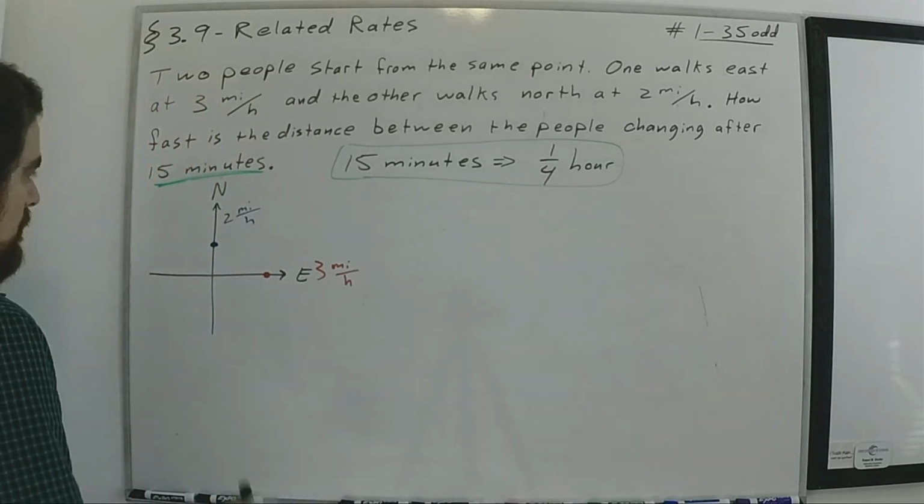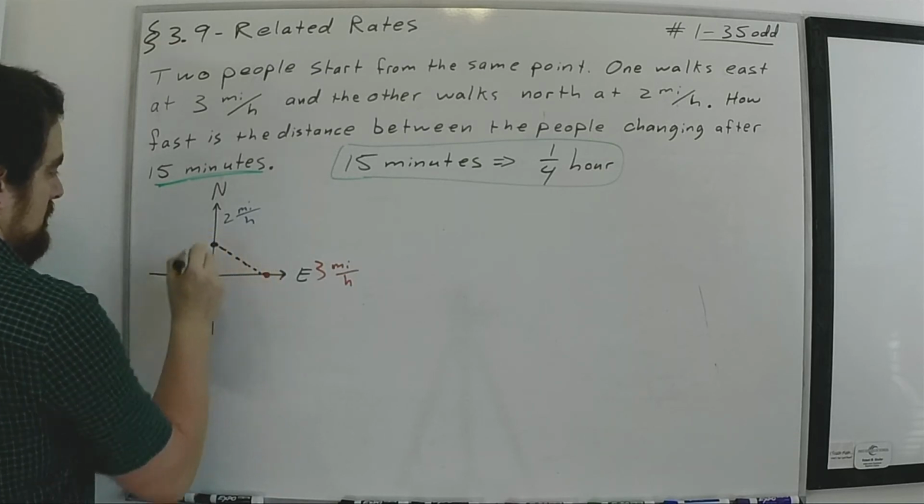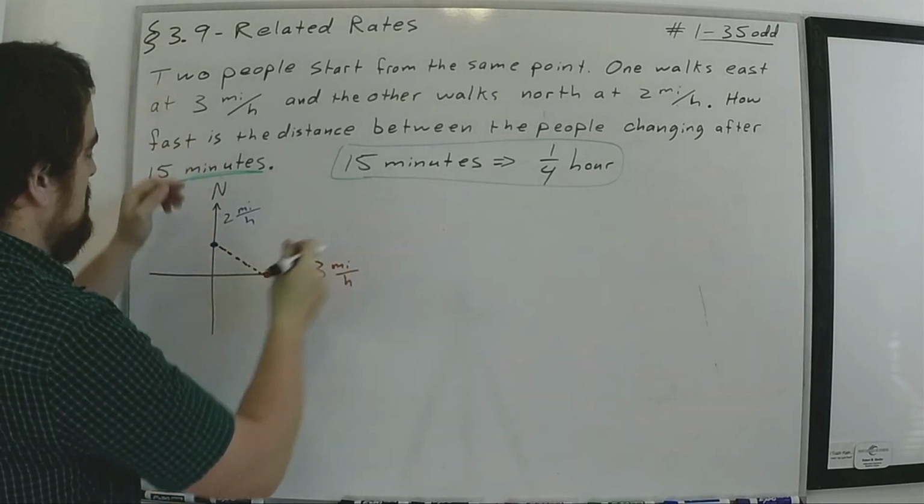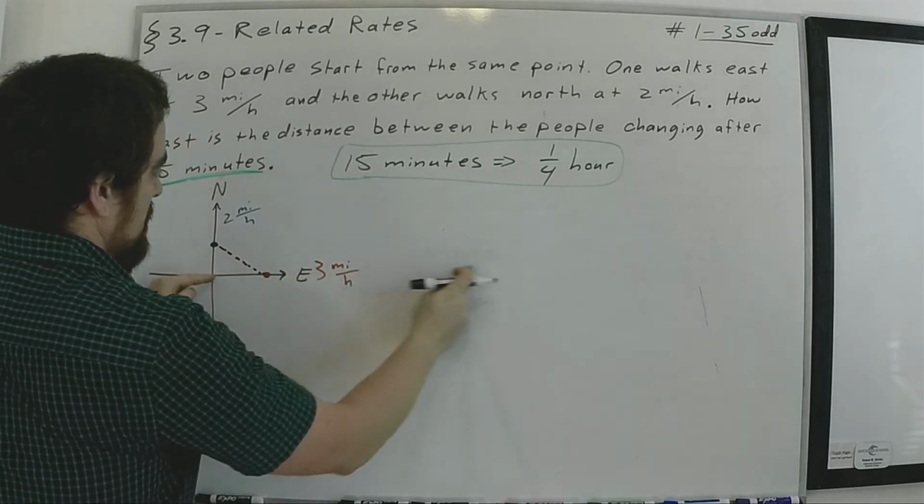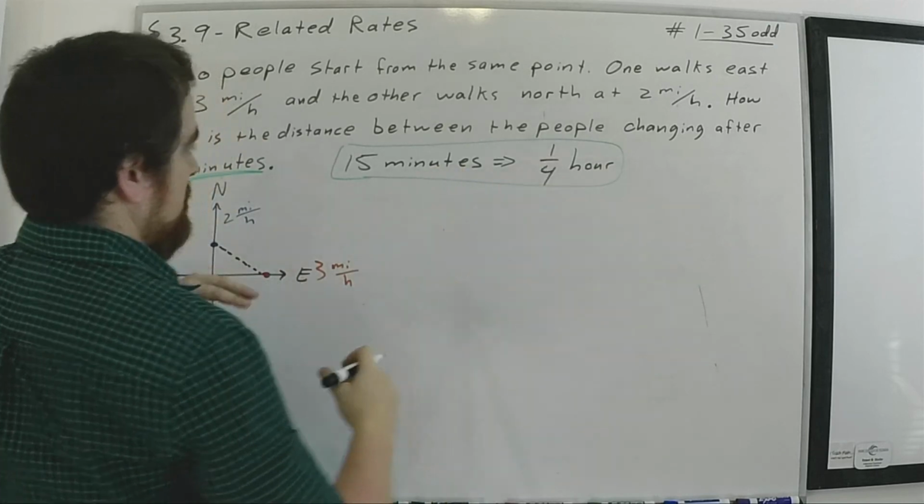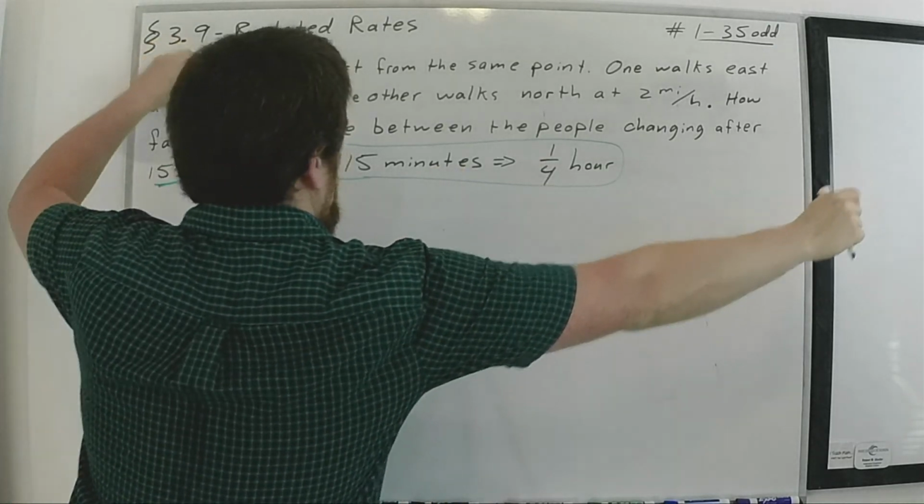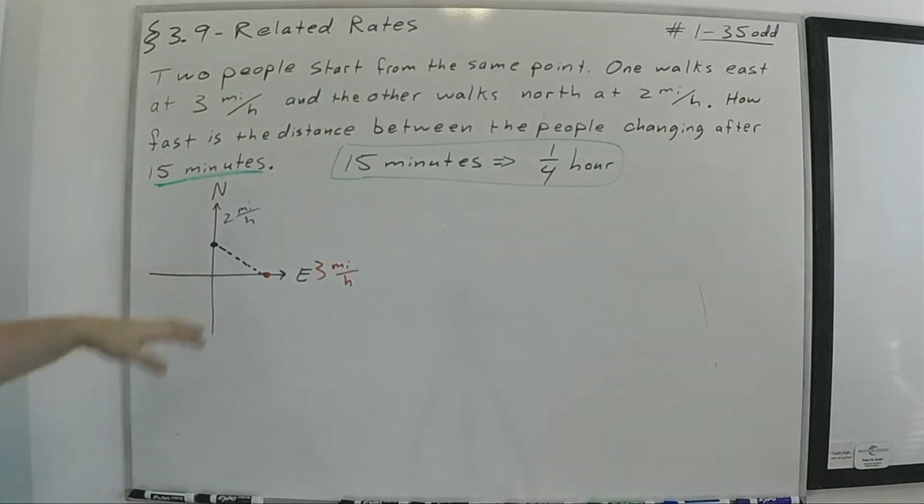The other thing that they want is they want to know this distance, how fast that distance is increasing. So you can see as these guys start walking, one walks faster than the other, that distance is not just going to double and triple. If this guy's walking faster, that distance is going to kind of stretch out. So we need to relate these rates together.